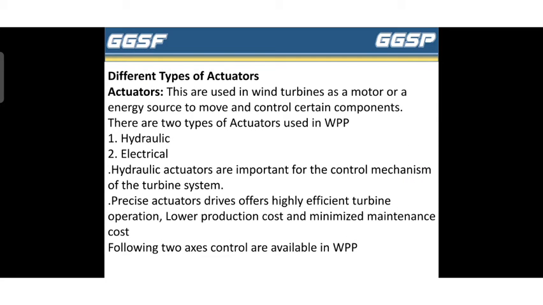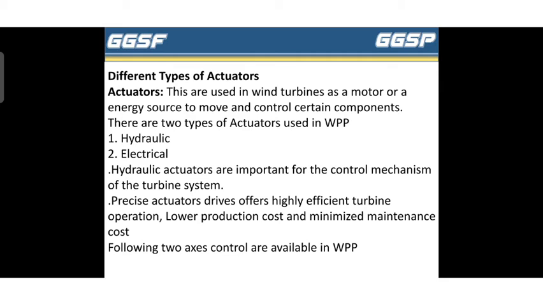Different types of actuators. These are used in a wind turbine as a motor or an energy source to move and control certain components. There are two types of actuators used in wind power plants: hydraulic and electrical. Hydraulic actuators are important for the control mechanism of the turbine system. Electrical actuator drives offer highly efficient turbine operation, lower production cost, and minimized maintenance cost.